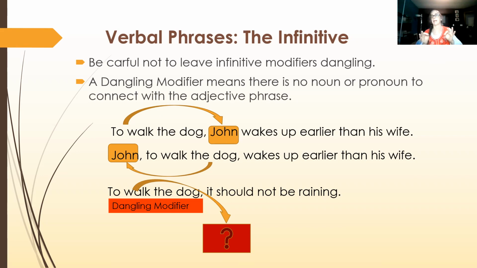And that's the key with dangling modifiers. With a misplaced modifier, you just got to get it in the right place. With a dangling modifier, you have to rewrite the entire sentence. Sometimes it's a very simple rewrite. Sometimes it's a little bit more complicated.